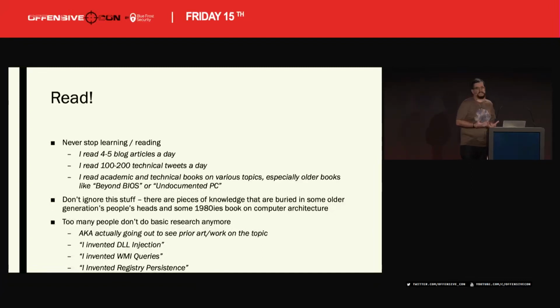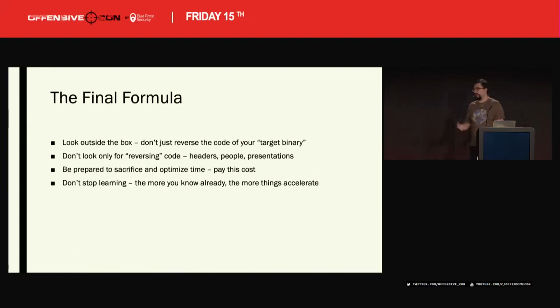Too many people these days, I find, don't do this basic research of, hey, what is the body of knowledge that already exists around this? So if you want a formula, I'd say look outside the box. Don't just reverse code. Look at everything around the code. Be prepared to sacrifice and optimize your time and pay this cost, if you want to figure out how to do this at speed. And don't stop learning. The more you know, the more you accumulate, the more you can build on that.